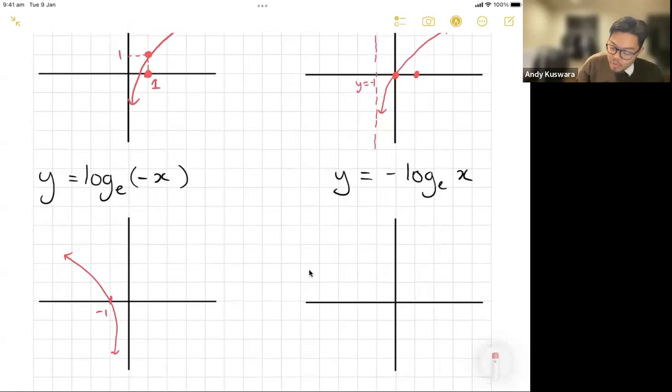And if I make the whole thing negative, that means I reflect it across the x-axis. So if my original looks like this, the way that my new version is going to look is like this. Not perfect, but it's somewhat going to look like that, and it's still going to cut through 1.